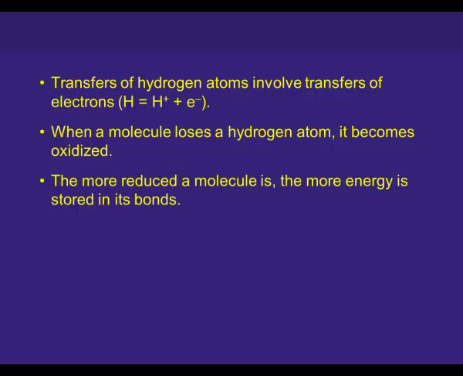Some redox reactions involve only the transfer of electrons, while others involve the transfer of a hydrogen atom and an electron. Because of this, atoms with fewer hydrogens are more oxidized, whereas atoms with more hydrogens have more bonds, are more reduced, and store more chemical energy.